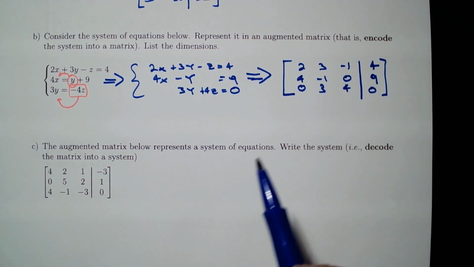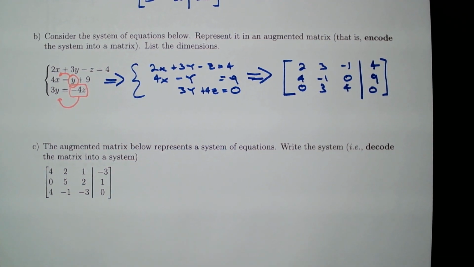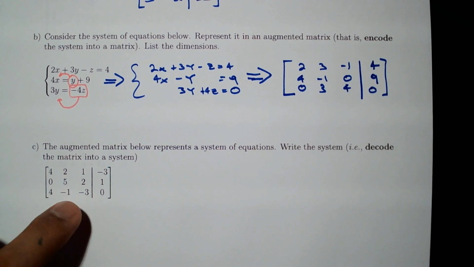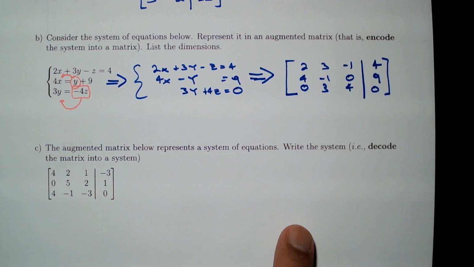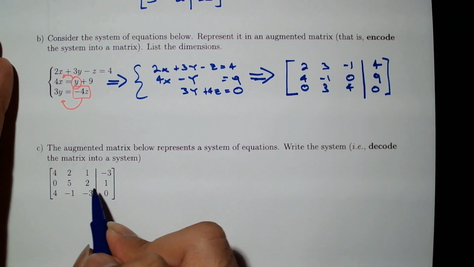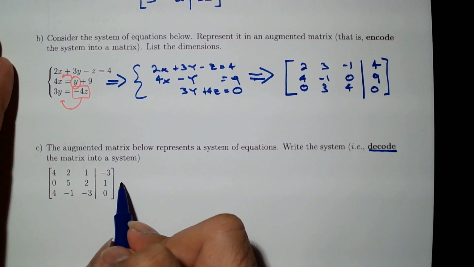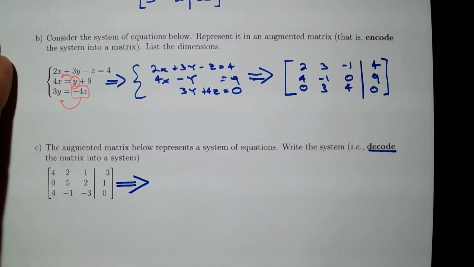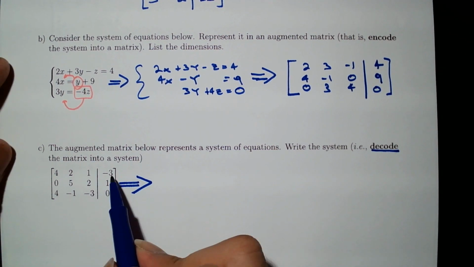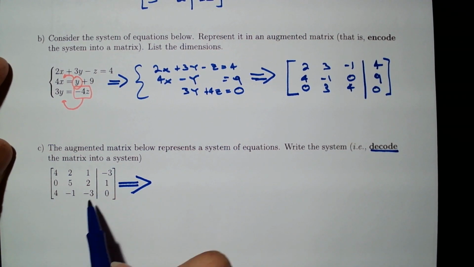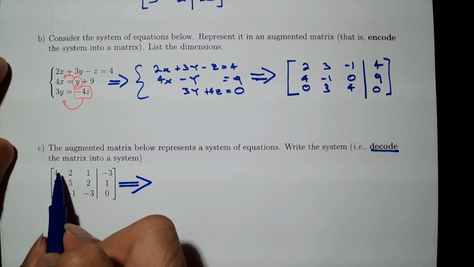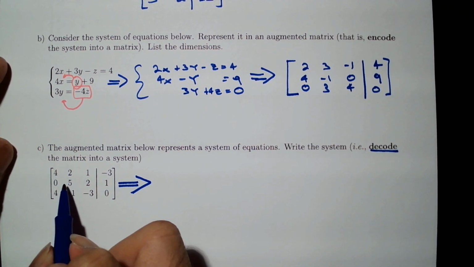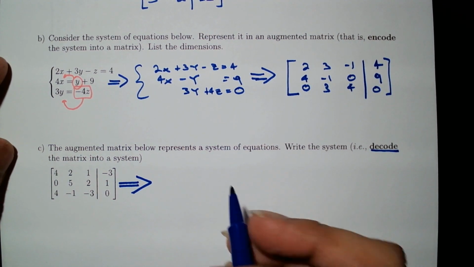Now we're going to do the reverse because, of course, we are going to do operations with matrices, and then we are going to go back to system of equation notation. So in this case, we're given a matrix. We are going to decode the matrix into a system of equations. Essentially, what we're doing is getting rid of the brackets here and the little bar that means equal sign, and putting the letters x, y, z, x, y, z, x, y, z. That's all we're doing essentially.